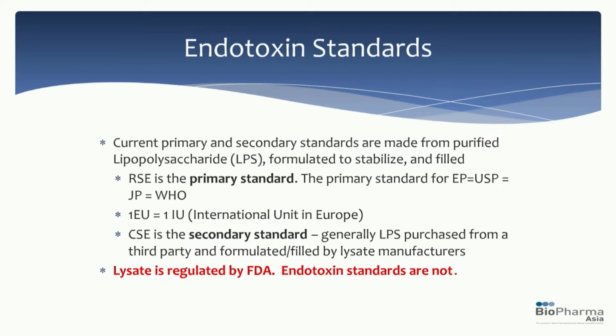One endotoxin unit, as we tend to call it in the United States, is equivalent to one international unit, which is what they're called in Europe. The control standard endotoxin, also called CSE, is the secondary standard. Generally, the secondary standard is provided by lysate manufacturers. So if you buy a kit from a lysate manufacturer, you will have your lysate reagent and some endotoxin standard. The lysate manufacturer purchases that lipopolysaccharide from a third party, and then in some cases, or to different degrees, they bring it back and further formulate it into the control standard endotoxin that you find in your kit.